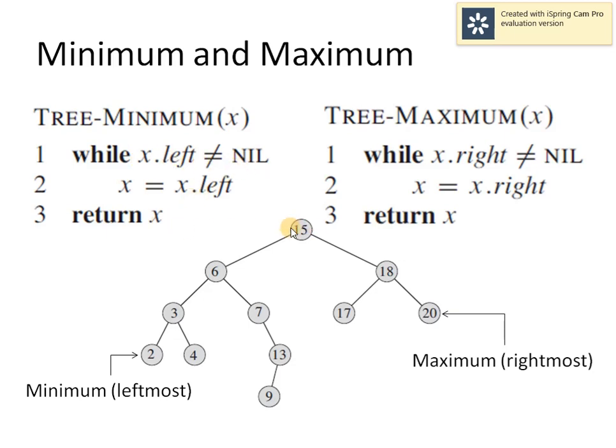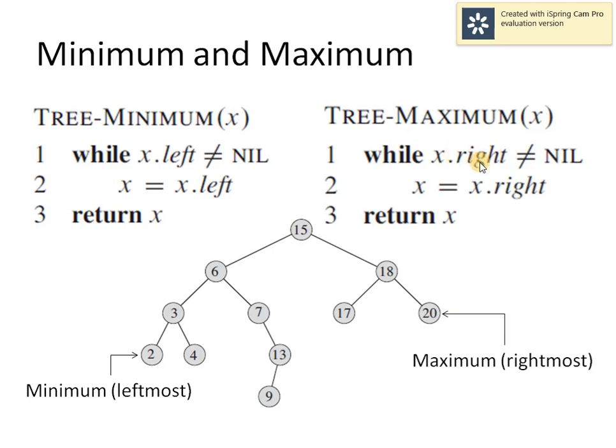In this case, we will start with 15. Left of 15 is null? No, it is equal to 6. Left of 6 is null? No, it is equal to 3. Left of 3 is null? No, it is equal to 2. Left of 2 is null? Yes, so return it. In a similar way, if we wish to find the maximum, we start with a node and update x to right of x till it reaches null.